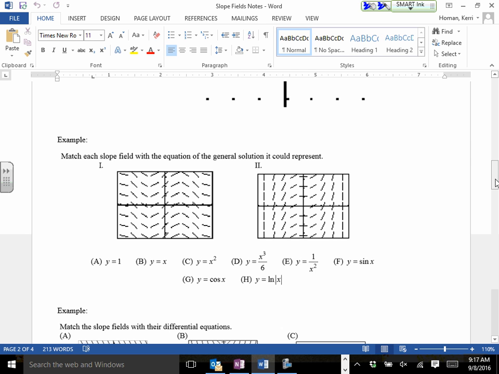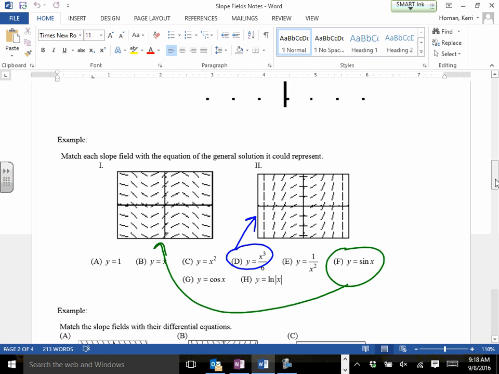X cubed, because that is what it looks like. Our slope field is going to give us a bunch of general solutions, right? So these all are going to look like y equals something. Now that we have that straightened out, what about number 1? Which one is that? That is the sine function. Go to 0, 0, and we can see that sine wave in there.